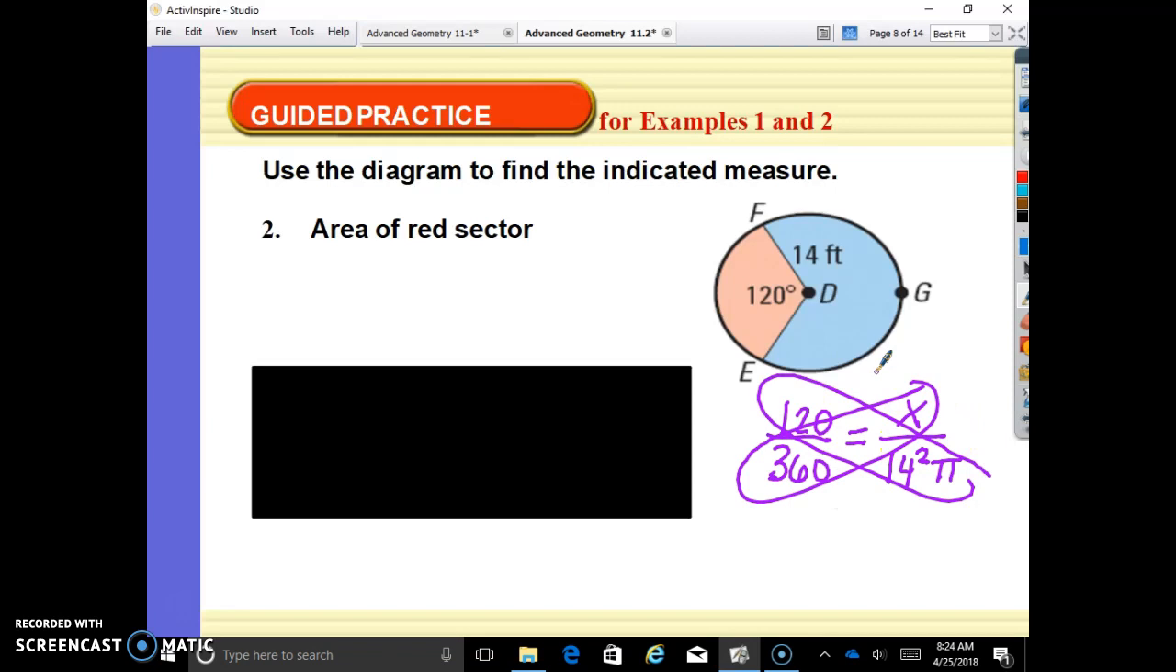Pick up your calculator. 14 squared times pi equals, times 120 equals, divided by 360 equals. And I got 202.25.